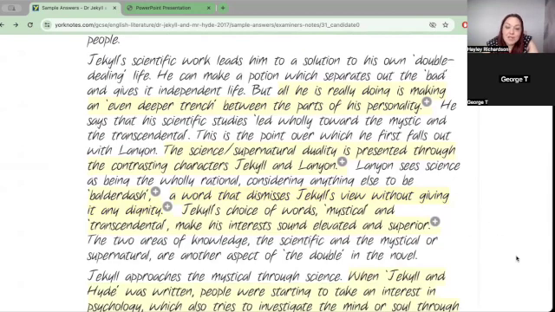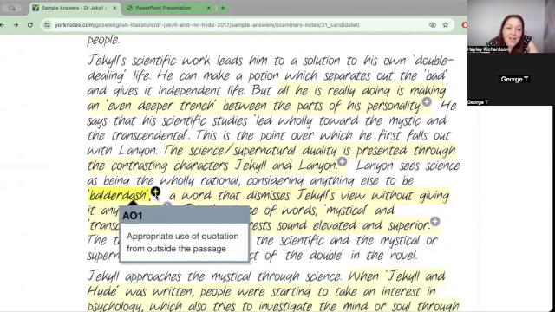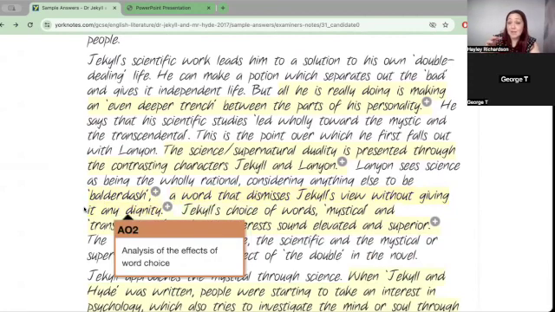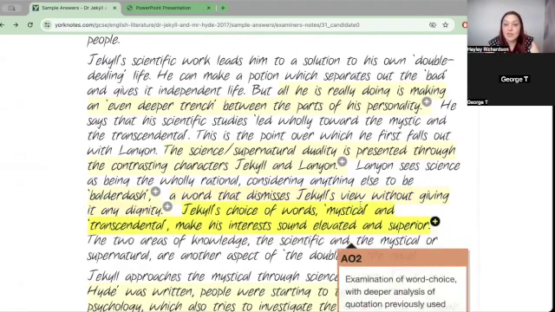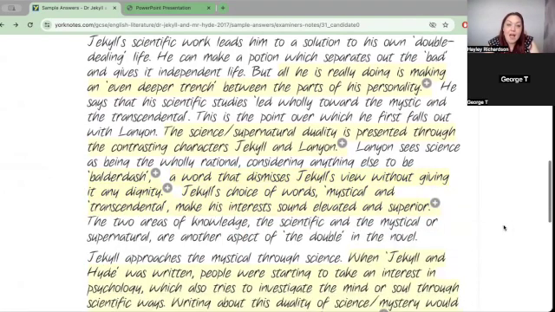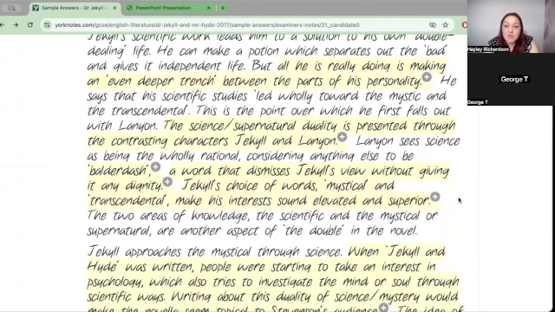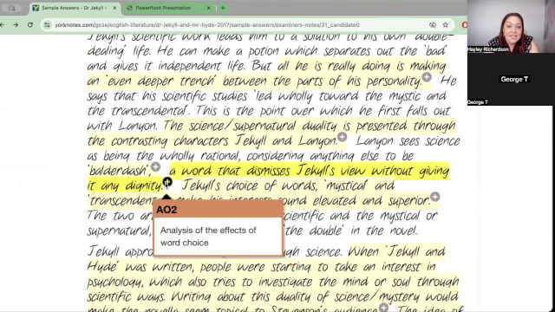The science supernatural duality is presented through the contrasting characters Jekyll and Lanyon. Lanyon sees science as being the wholly rational, considering anything else to be balderdash. Appropriate use of quotation from outside the passage. So that means the passage that's been given in the exam, they've used a quote that's somewhere else in the book, and that's what you want because it shows that you've remembered those quotes. A word that dismisses Jekyll's view without giving it any dignity.